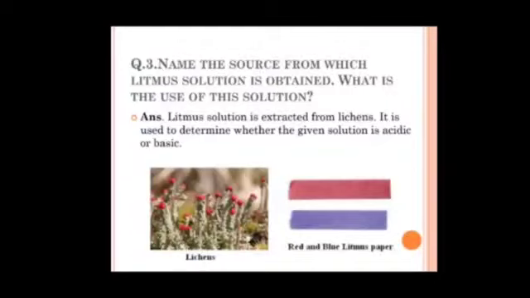So name the substance from which litmus solution is obtained. Litmus solution is obtained from lichens. And what is the use of this solution? It is used to determine whether the given solution is acidic or basic.